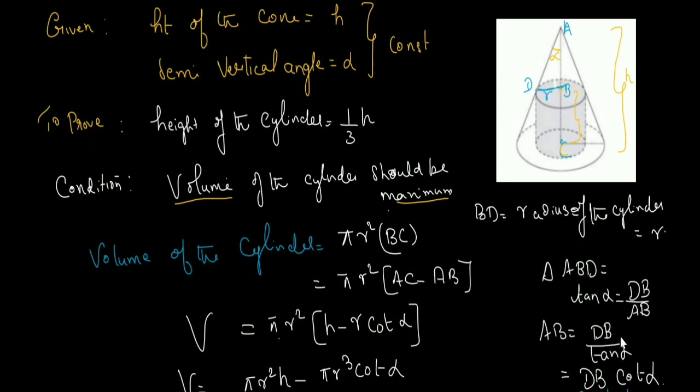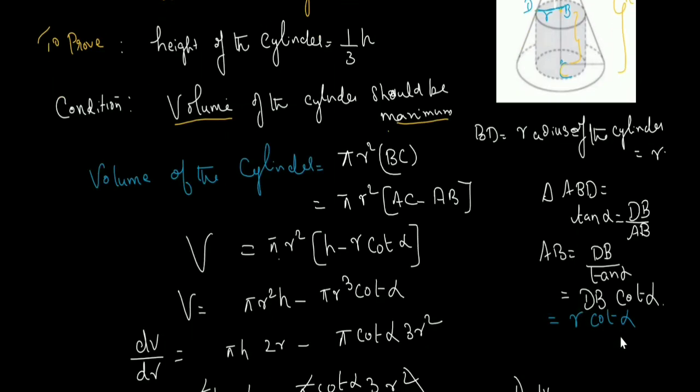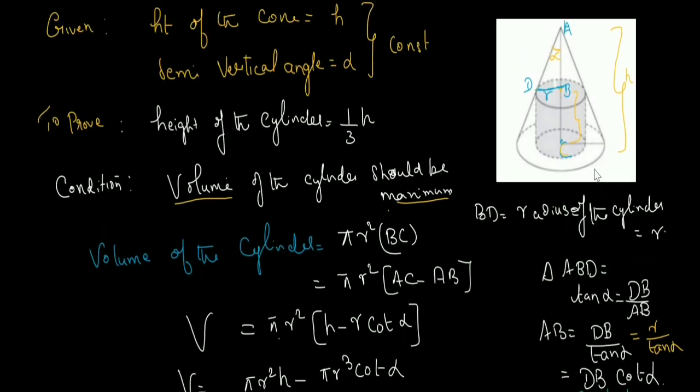BD is R, right? BD is equal to R. So tan alpha is R by AB, that is, the length of AB is R by tan alpha. 1 by tan alpha is cot alpha, so AB is equal to R cot alpha.